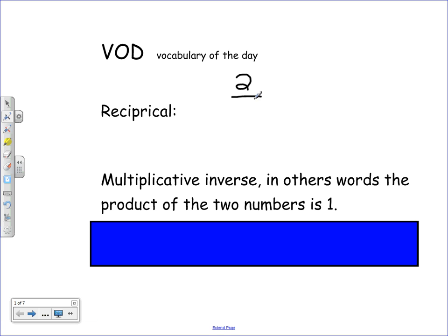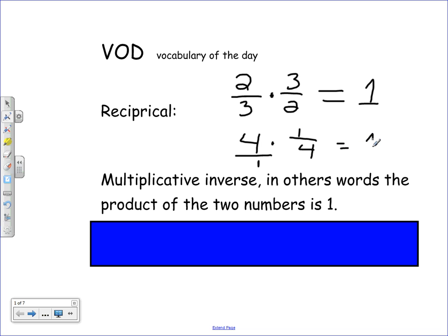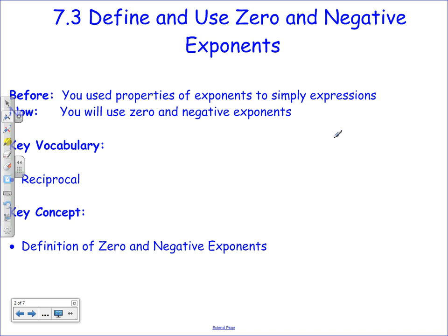For example, if we started with 2 over 3, the reciprocal, what we have to multiply this by to get 1, is to flip it upside down and it becomes 3 over 2, which would end up giving us 1. For any number, for example 4, the reciprocal would be 1 over 4. Remember, we can make any number a fraction by putting it over 1, and that product, once again, would be 1. Today we're going to talk about zero and negative exponents.